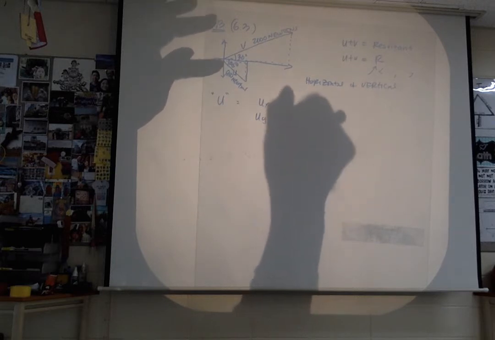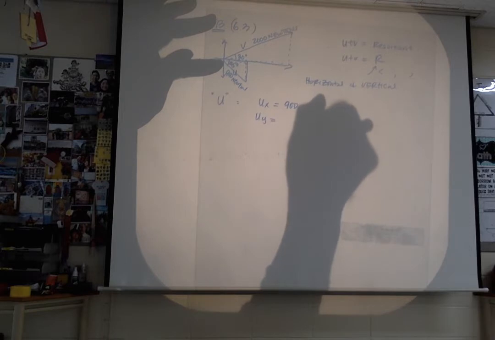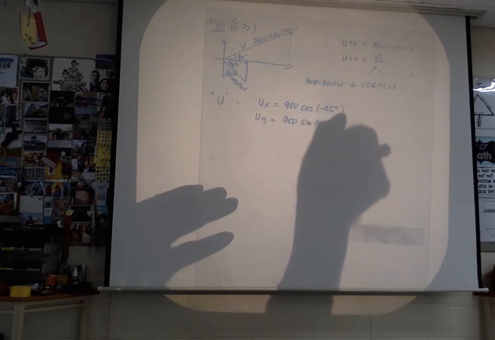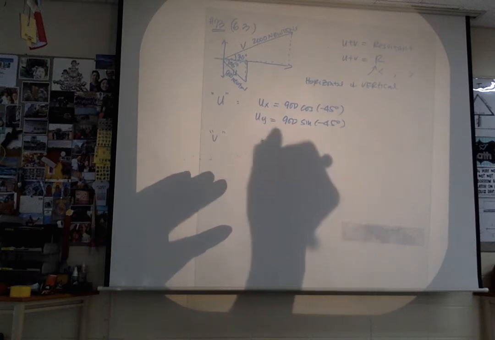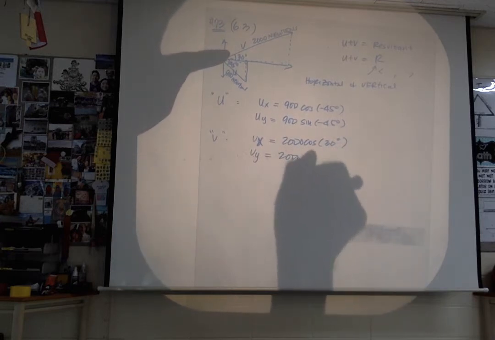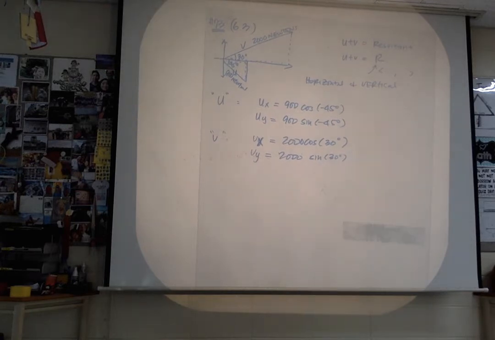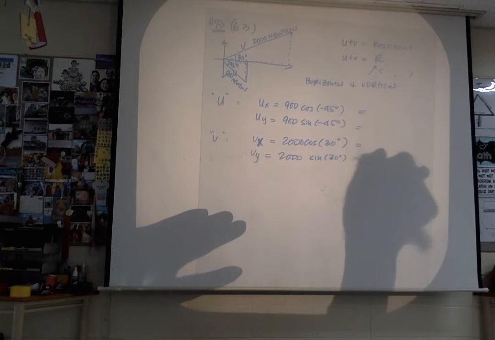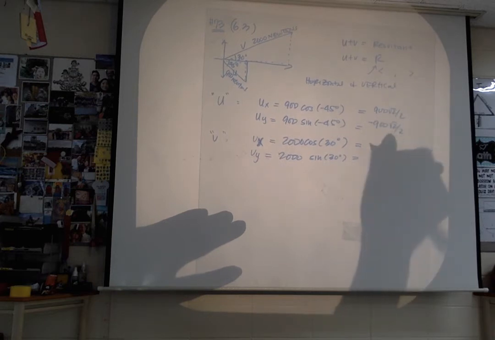This is 900, so it's going to be the same kind of thing. The horizontal component is 900 cosine of negative 45 degrees, and the vertical component is 900 sine of negative 45 degrees. For vector v, the horizontal component is 2,000 cosine 30 degrees, and the vertical component is 2,000 sine 30 degrees. When I calculate that, we should know this without a calculator. This one is 900 root 2 over 2, this one is negative 900 root 2 over 2, this one is 2,000 root 3 over 2, and this one is simply 1,000.